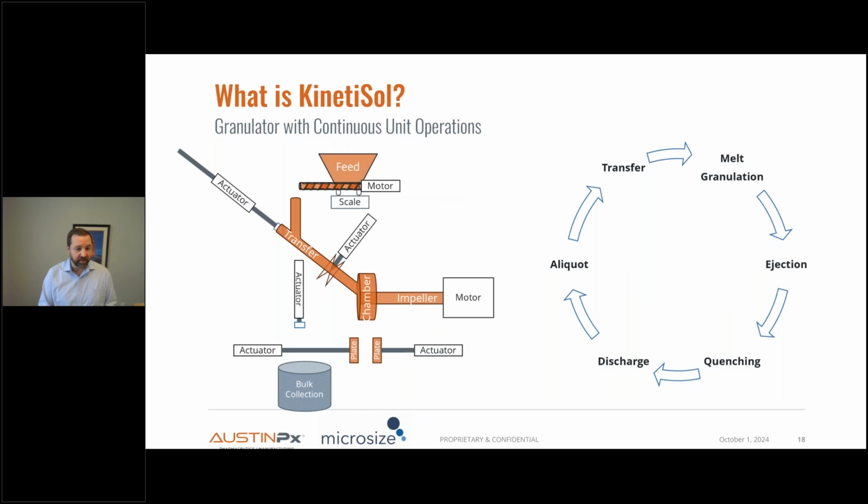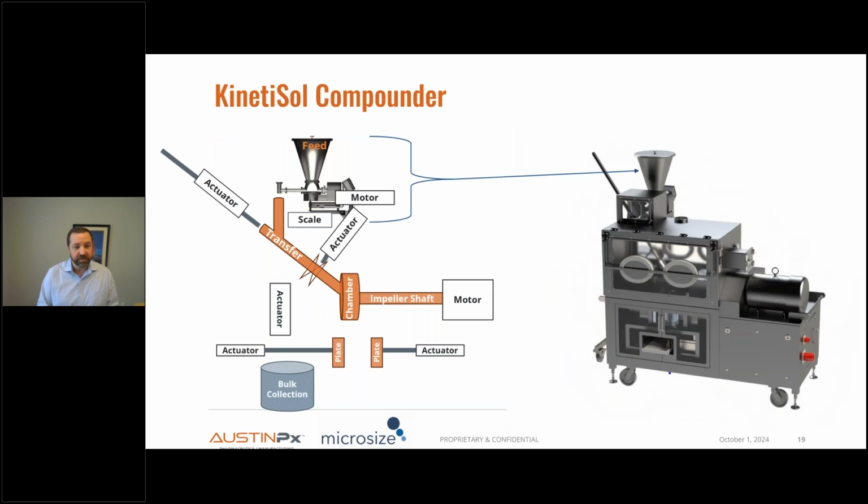Just to step into that a little bit more, the orange parts of this image on the left are the product contact pieces of a compounder, and I'm just going to step through how this aliquoting to discharging operation works for the audience. So the first thing that occurs is an aliquot is weighed out using a gravimetric feeder. This feeder is on a scale, so we can set the exact weight that we need for a given shot, and that material is put into what we call a transfer tube.